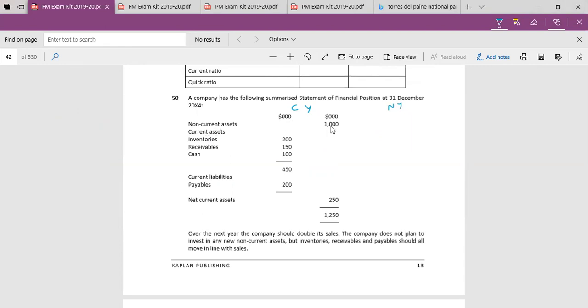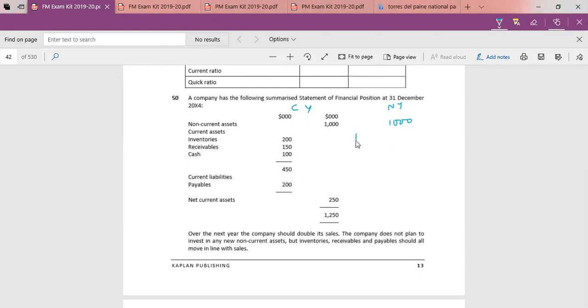So what will happen to the non-current assets? What will happen to the current assets is what we have to write. It's clearly mentioned that any investment into non-current assets will not be made. So this will remain the same, 1000. Coming to the current assets, what will happen to them? Current assets will double, inventory will double, receivables will double. But cash cannot be doubled, because that is the arrangement which has to be made.